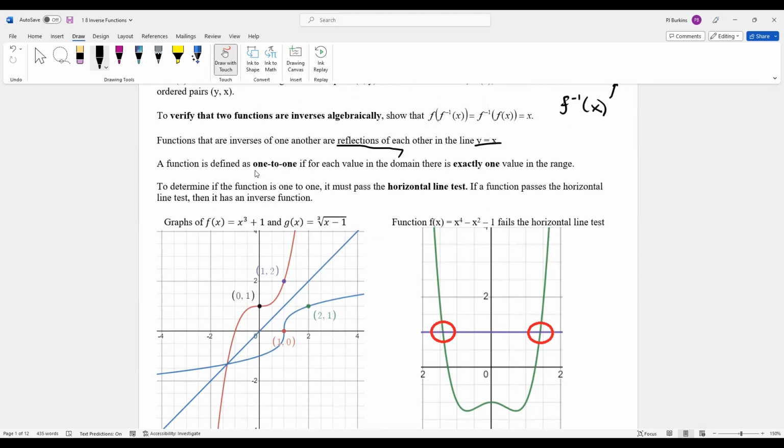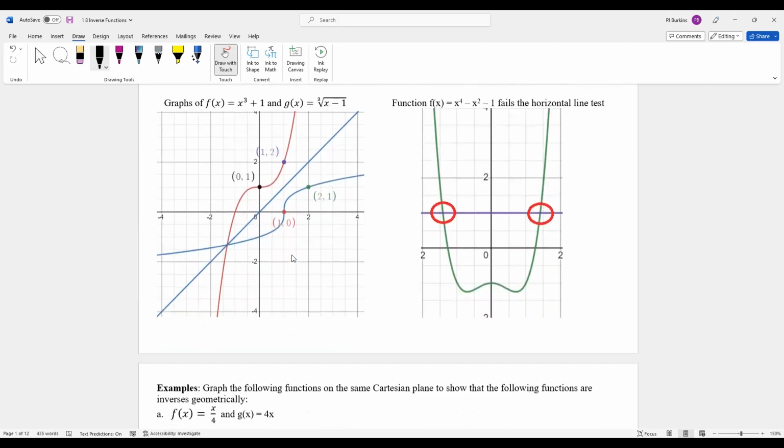A function is defined to be 1 to 1 if for each value in the domain there is exactly one value in the range. We can test a function for this property by using the horizontal line test. So for every x, there's only one y, and the other way around. Because of that, there's only one y for every x. That's 1 to 1. And again, the horizontal line test is how we test for this.